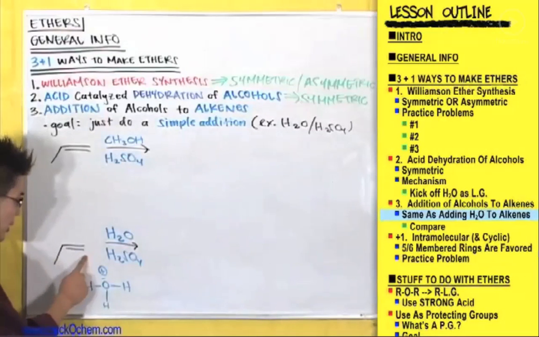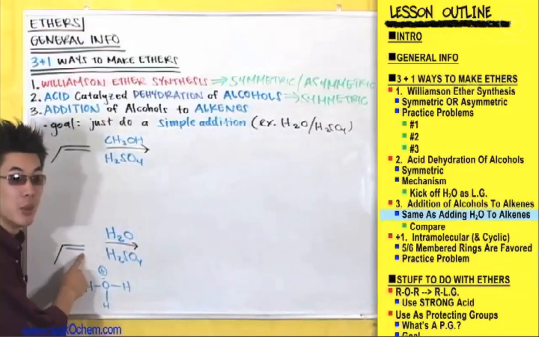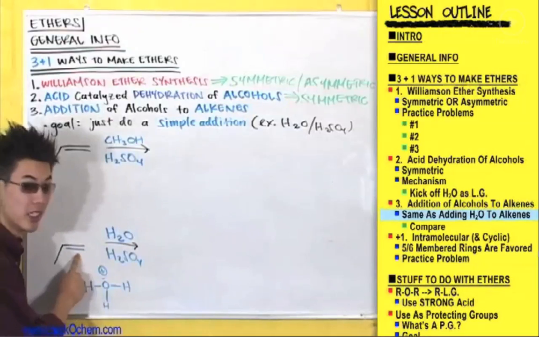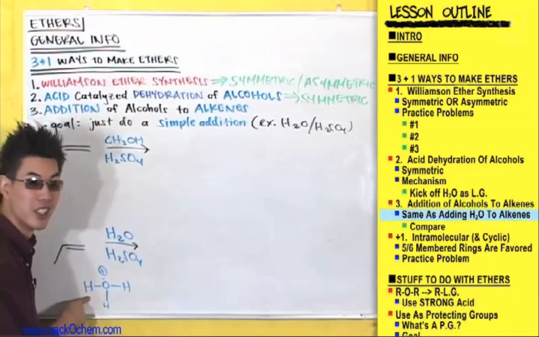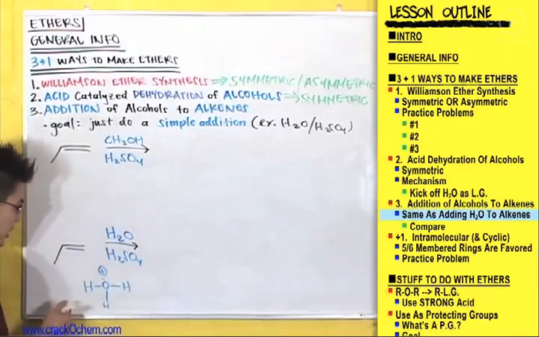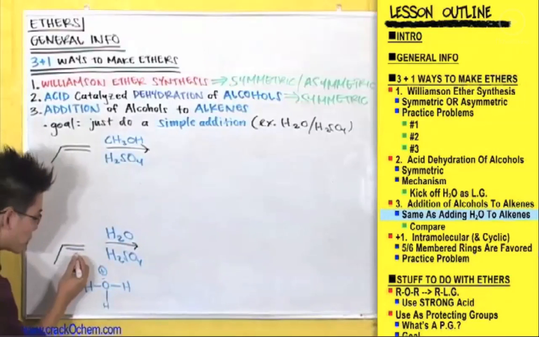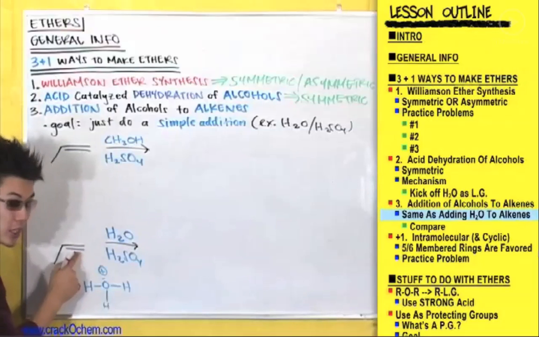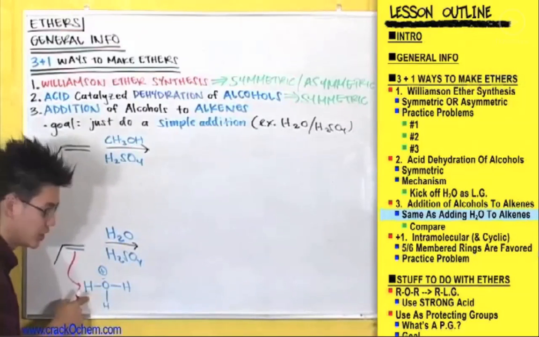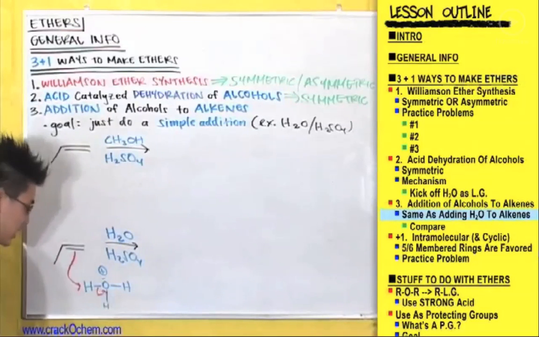So these two carbons in this double bond say, hey, we have a lot of electrons in this double bond right here. Maybe we can break this double bond and share those electrons with that hydrogen. And that's exactly what happens here. So these two carbons break this double bond. One of the carbons uses these two electrons to pick up this hydrogen. Kick these electrons to this oxygen.